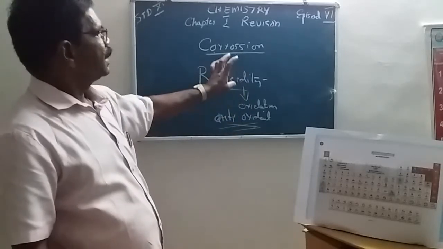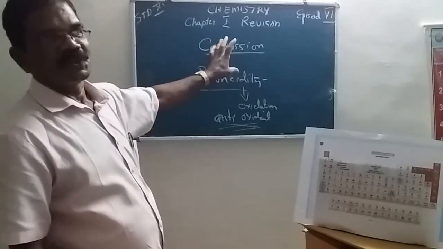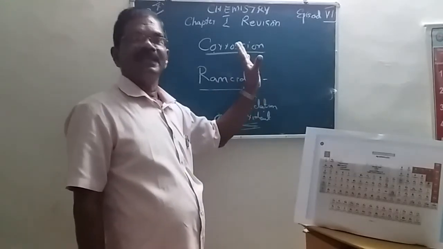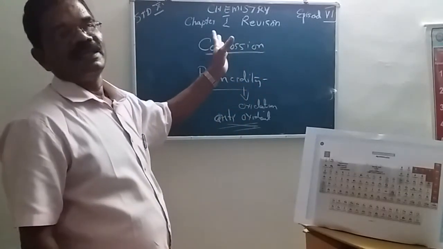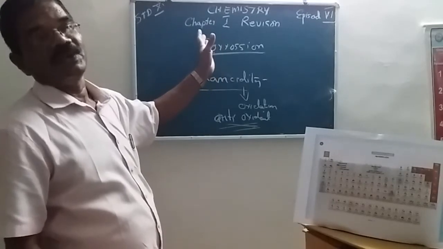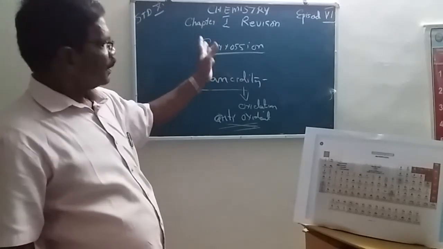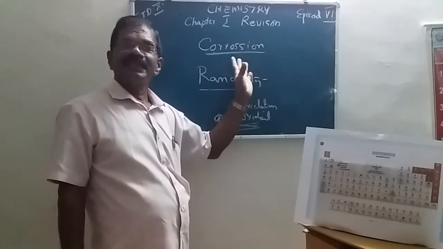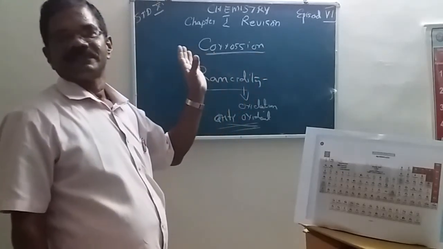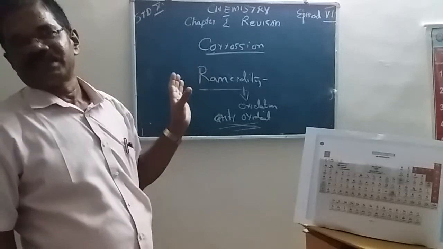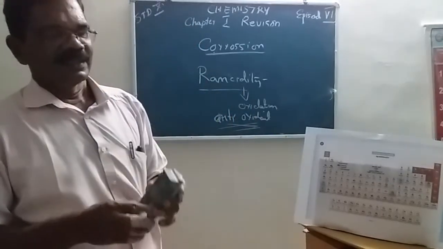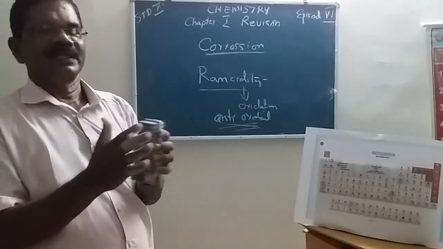You study about corrosion and rancidity. In the case of corrosion, metals react with substances present in the atmosphere and undergo corrosion. How can we prevent corrosion? There are three things. We apply paint. The principle involved is that when we apply paint on the surface, the metal cannot contact the air.